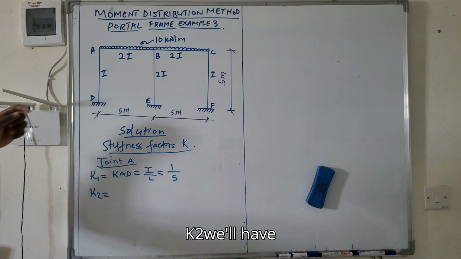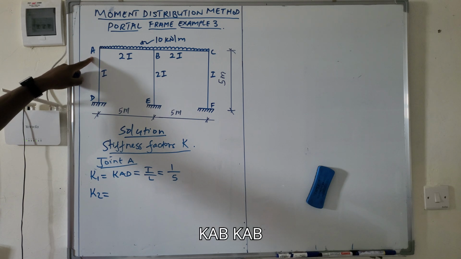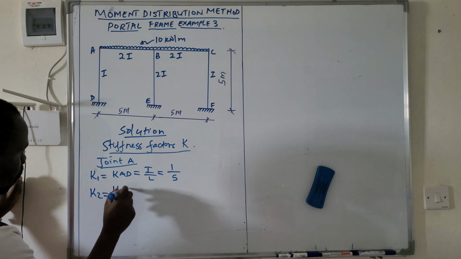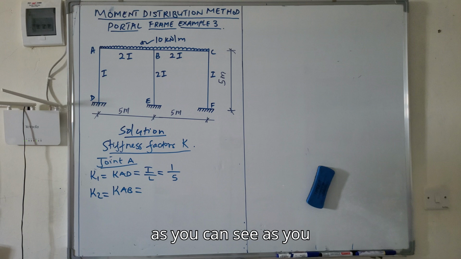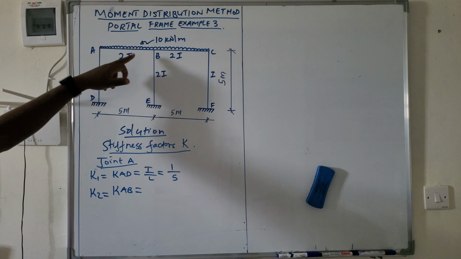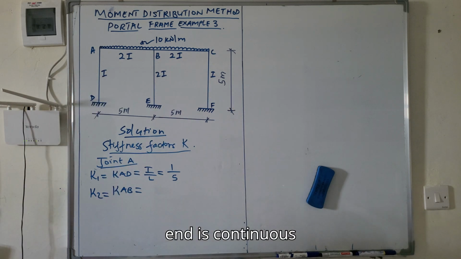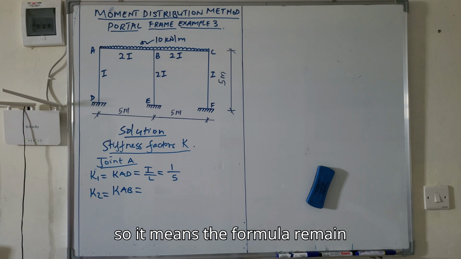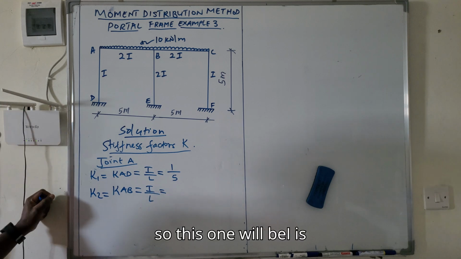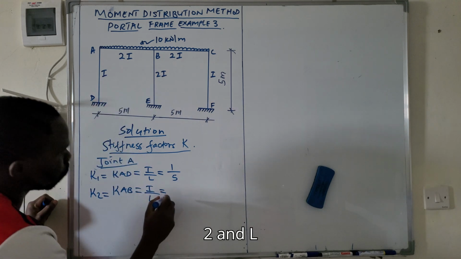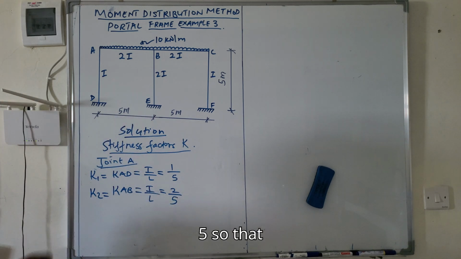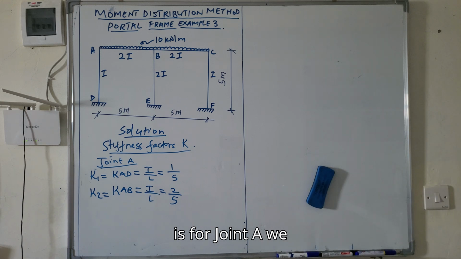We go to K2. K2 will have KAB. As you can see, the farthest end is continuous, so the formula remains I over L. This one will be I is 2 and L is 5. So that is for joint A.